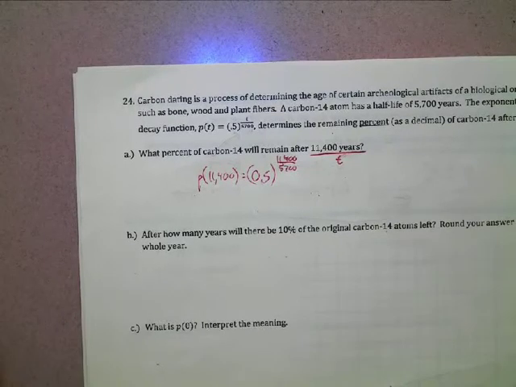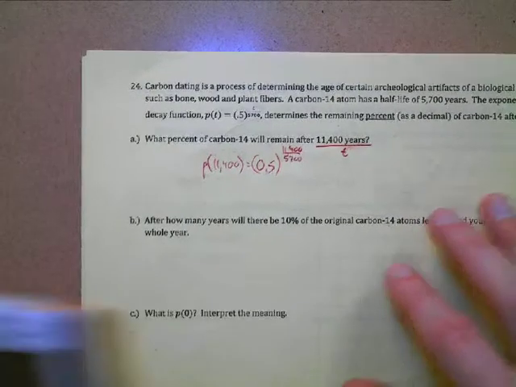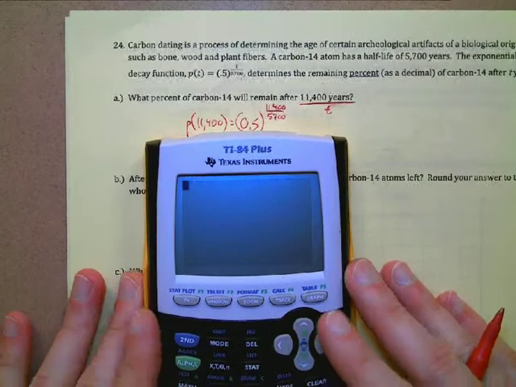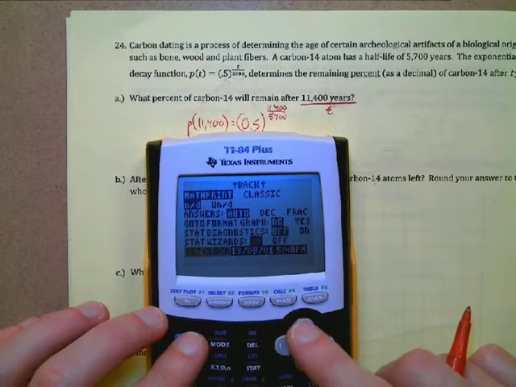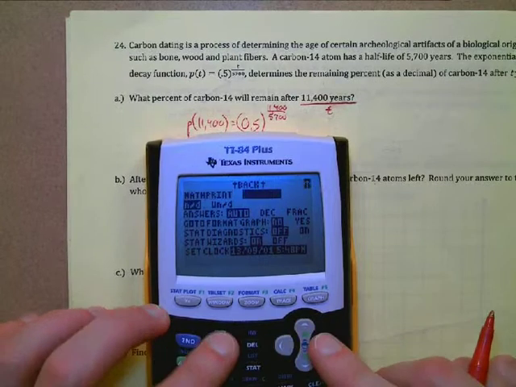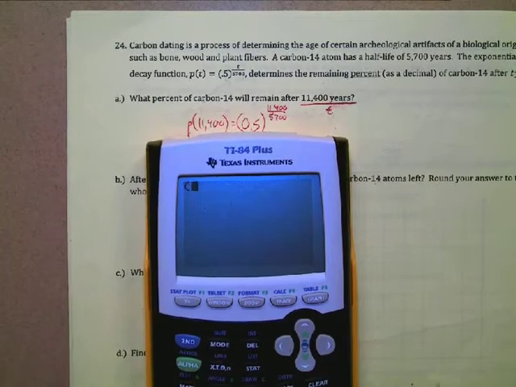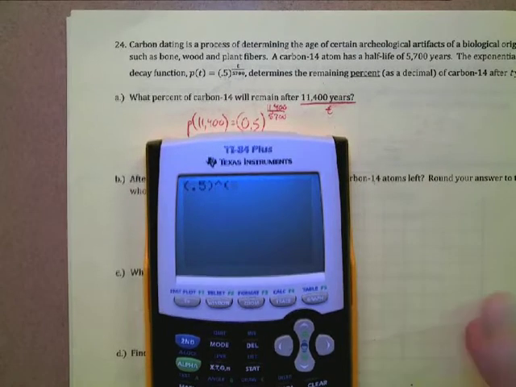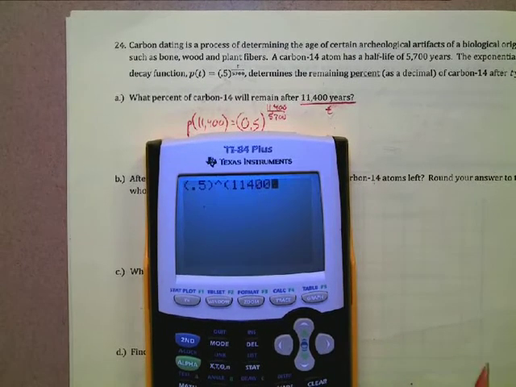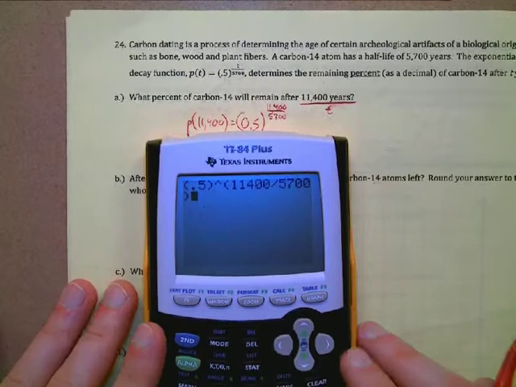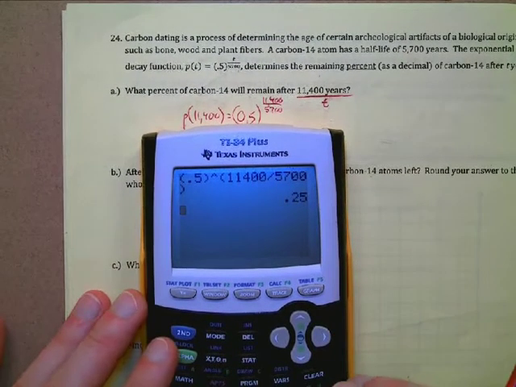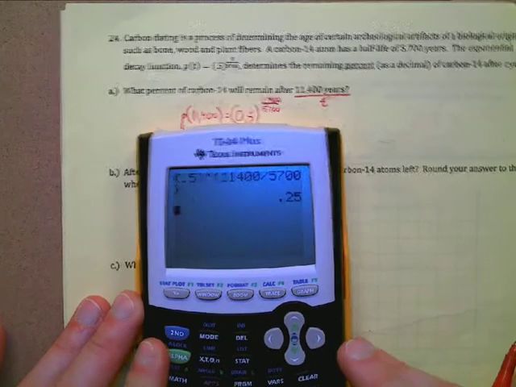Please be careful how you type this into your calculator. Those of you who have the older calculators, you must put parentheses around your exponent. So for those of you that have older calculators, I'll show you here real quick. It's got to look like this: 0.5, parentheses around the base, to the, and then parentheses around the exponent there. Just like that. 0.25, which is what percent? 0.25 is 25%.